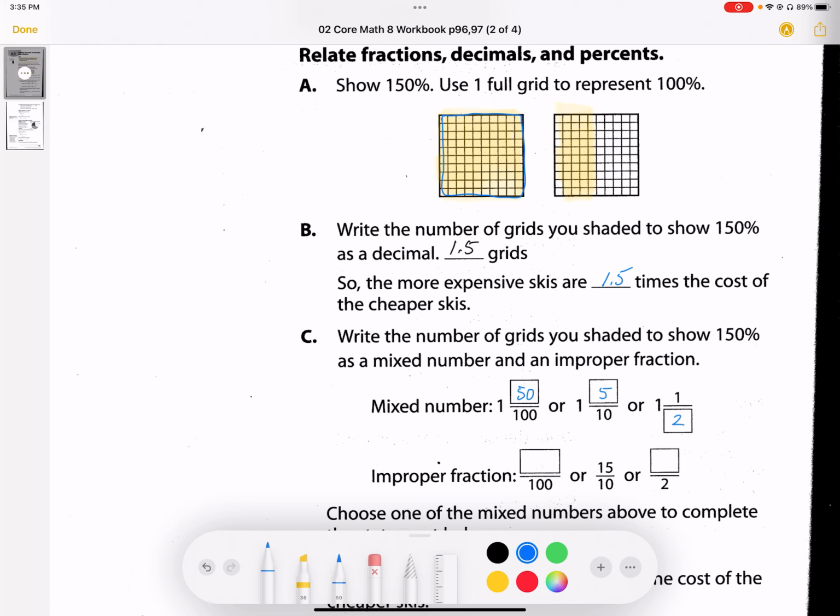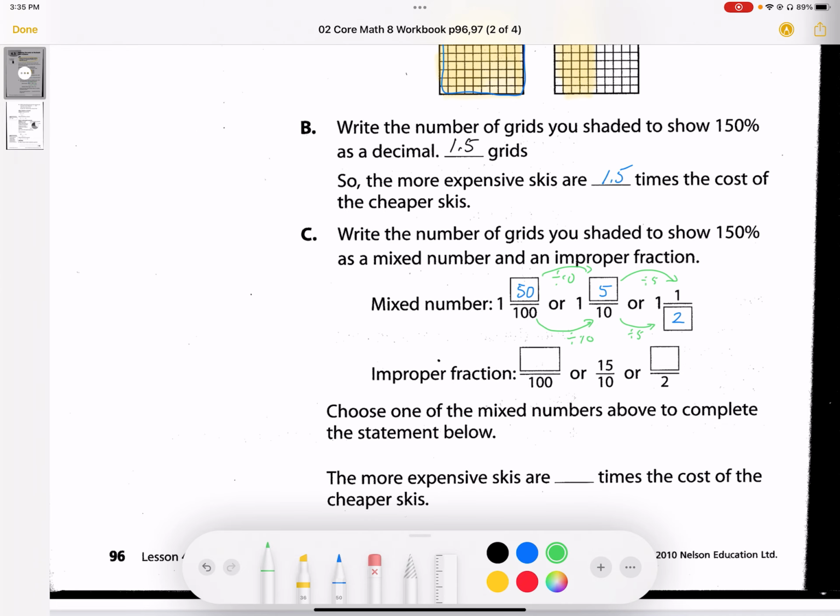And we could do this using our multiplier or divisor. We're going to divide by 10, divide by 10. From here to here, we're going to divide by 5. We're going to divide by 5 to get the answer of 2. We could also do this as an improper fraction, which is better. Improper fractions are a little bit better than mixed numbers.